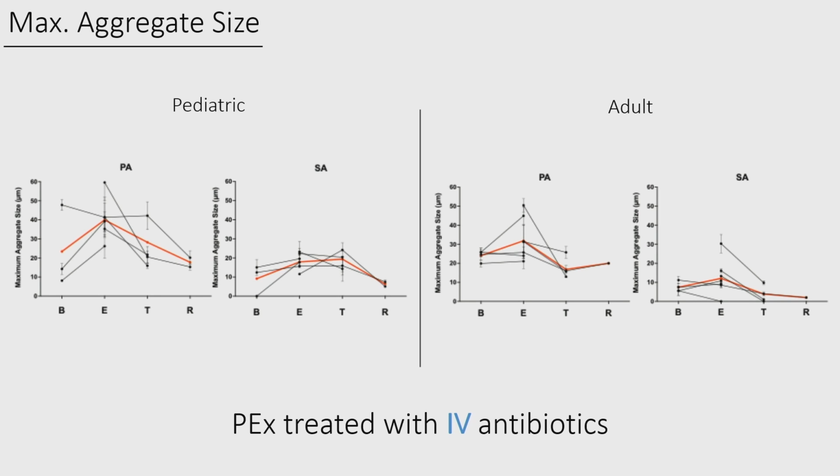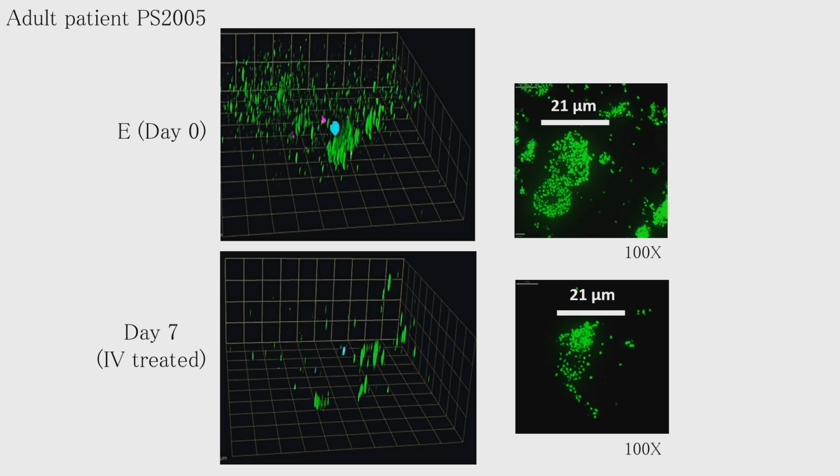Another interesting thing is about this maximum aggregate size. I find this parameter most interesting out of all, in that normally you see the number of aggregates drop from the E to T time point, but this is not necessarily the case for the maximum aggregate size. So just maybe visually this will make sense.